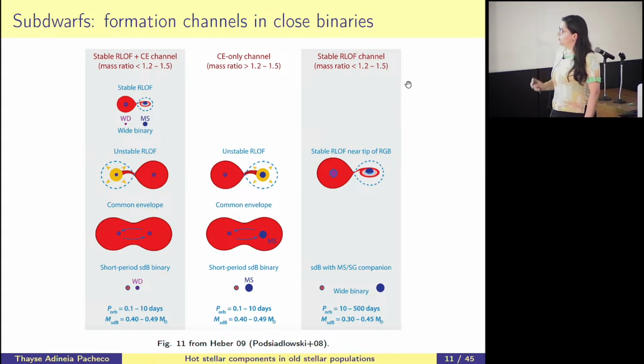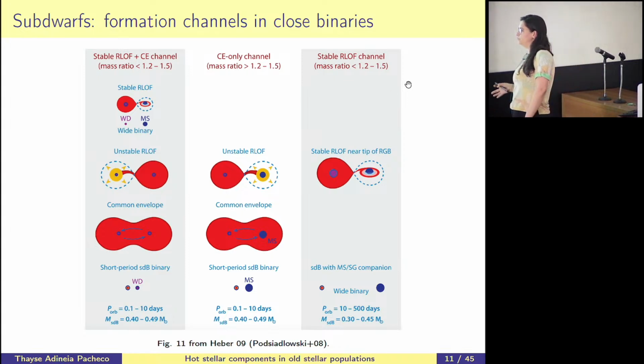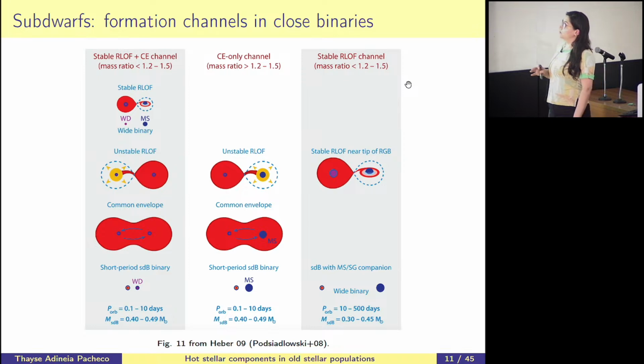But basically, the star loses all the outermost layers, and the helium core is exposed. So they are mimicking white dwarfs, and they look like white dwarfs.